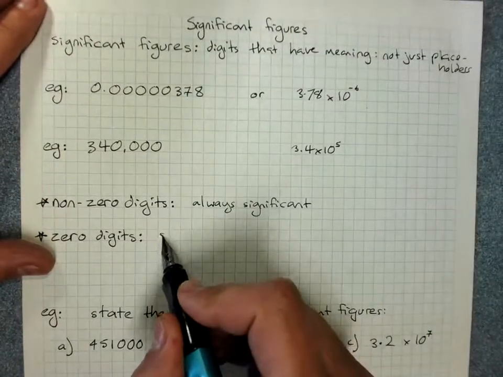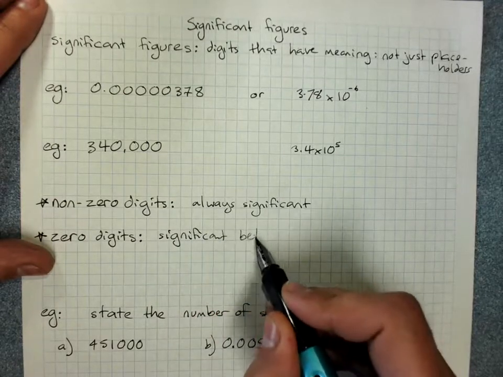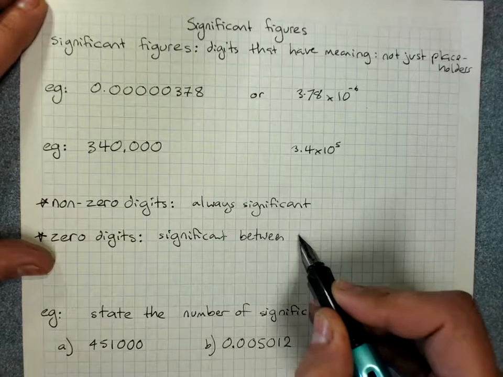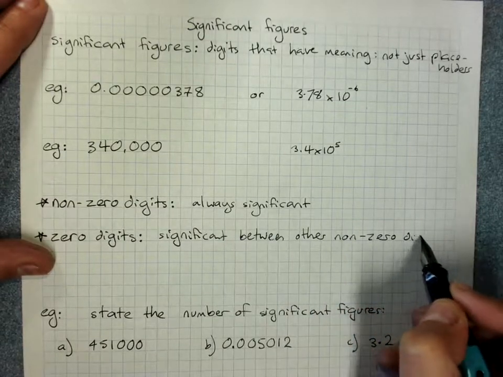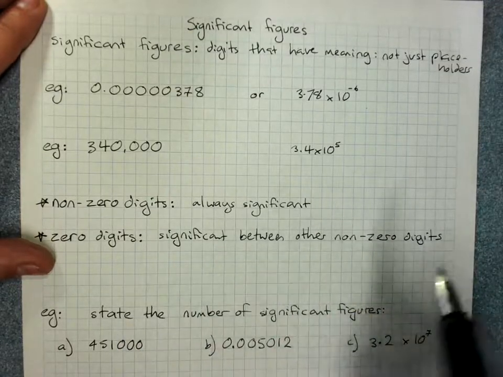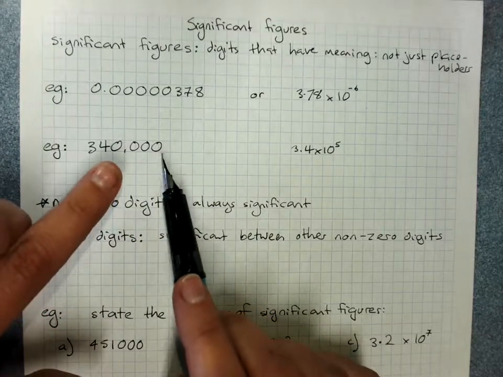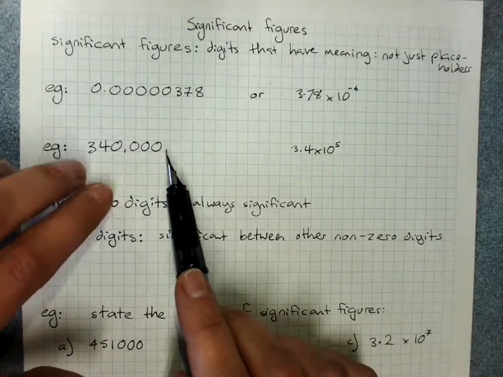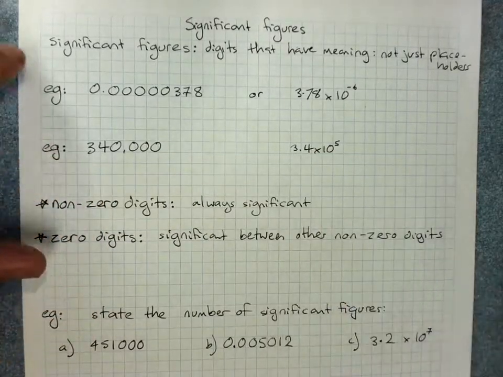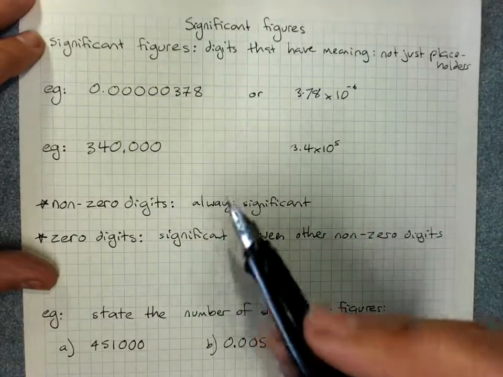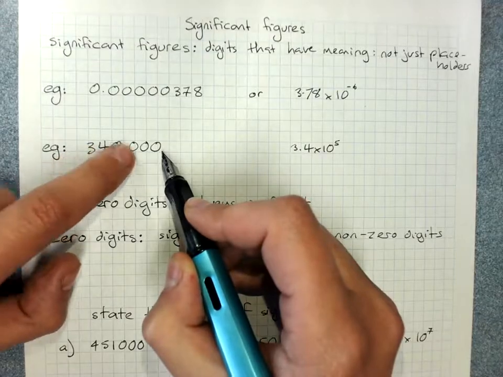0 digits are significant between other non-zero digits. And they are also significant if they are to the left of a decimal point. But we won't go too much into that. That was, like I said, if I put a decimal point after this, I would be saying, hey, I measured all of those to 0.